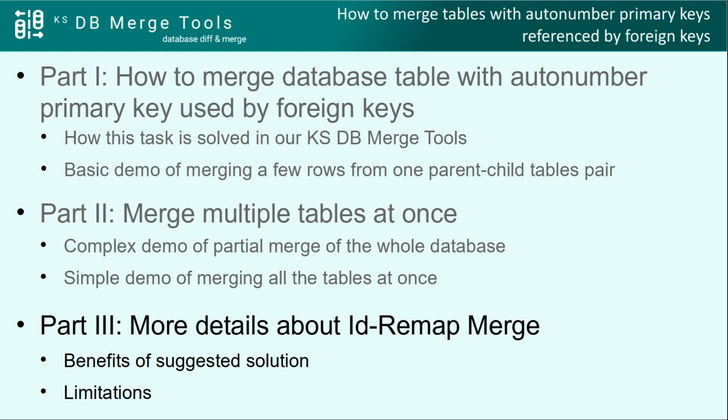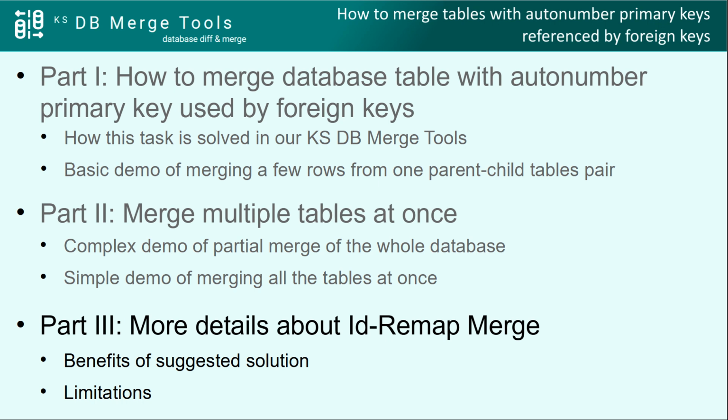This is the third part of our discussion on how to merge a database table with an Autonumber primary key used by foreign keys. In the first part, we got familiar with KSDB merge tools and its Id-Remap merge feature that can be used to solve this task. In the second part, we took a look at more complex examples of using this feature.